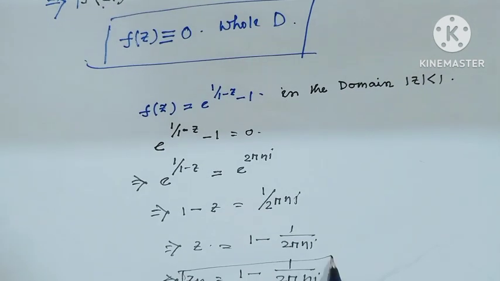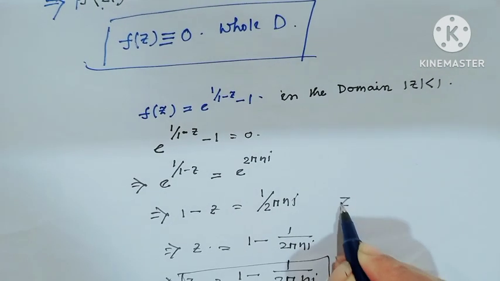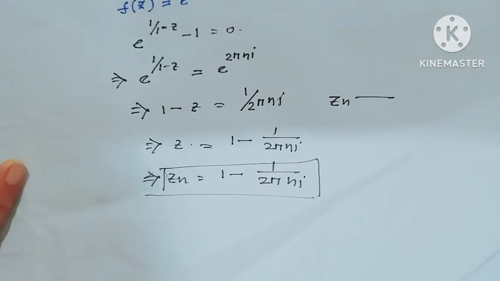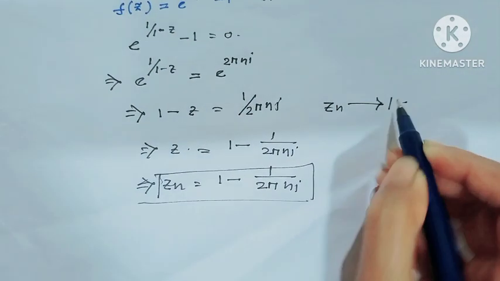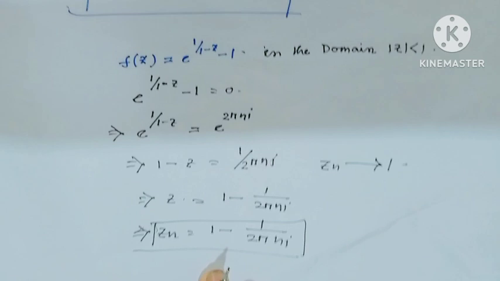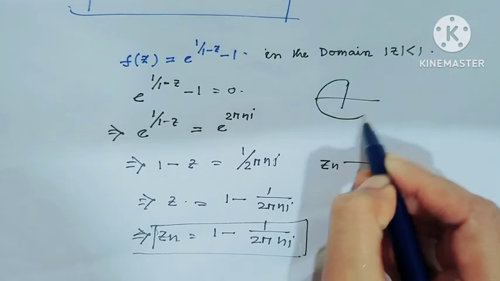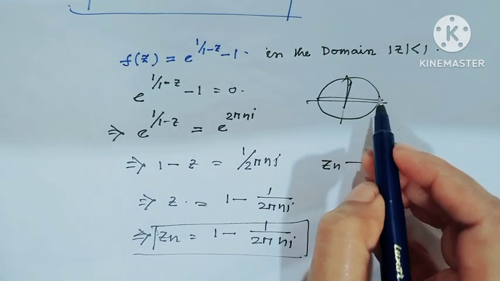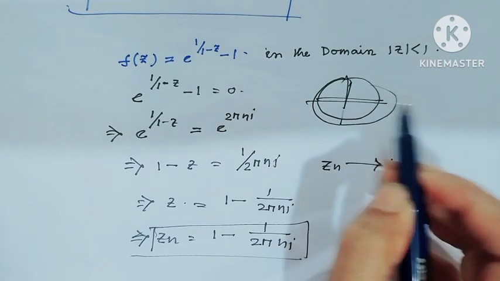We can consider this sequence, and this sequence z_n is converging to 1. But here the domain is mod z less than 1, not including the boundary.